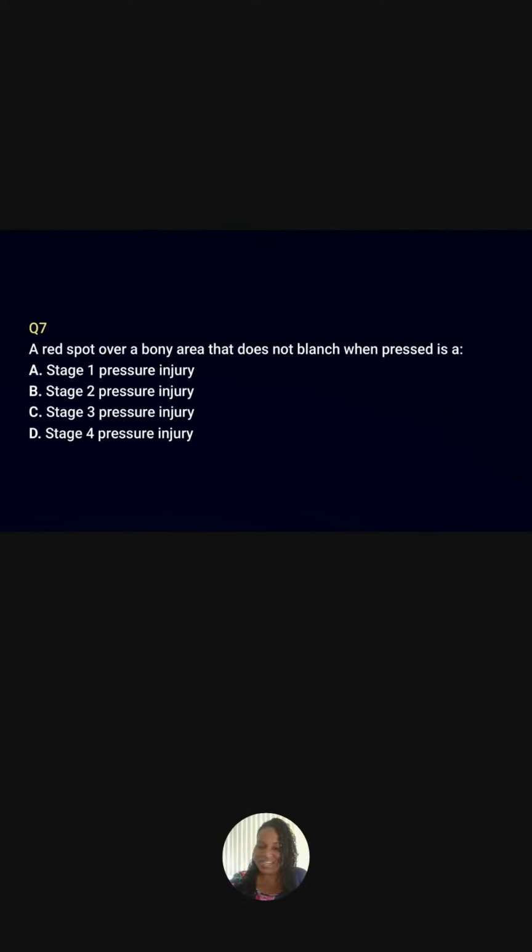Question number 7. A red spot over a bony area that does not blanch or get pale when pressed is it A, stage 1 pressure injury, B, stage 2 pressure injury, C, stage 3 pressure injury, or D, stage 4 pressure injury?